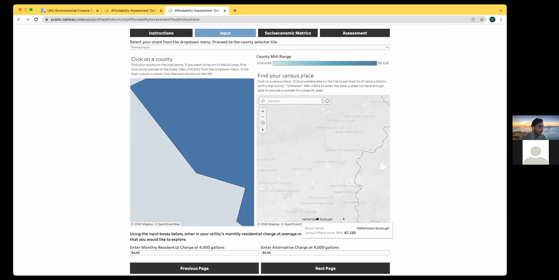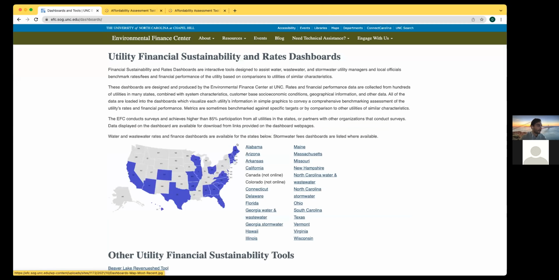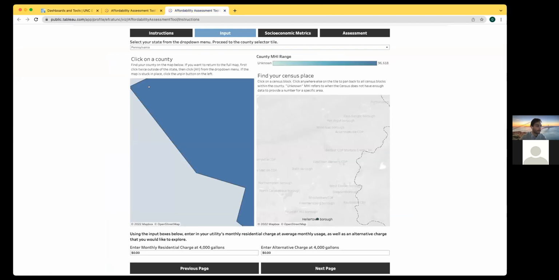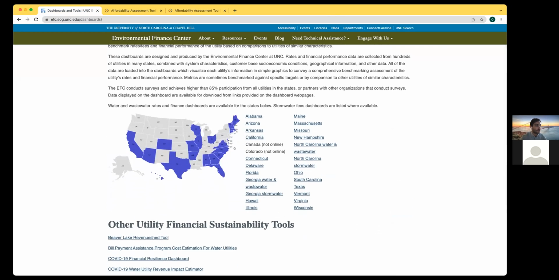Okay, Hellertown Borough. And from here, I'm going to go to the rates dashboard. So what UNC EFC has is dashboards for a number of states. We don't have one for Pennsylvania, but I'm going to just put in some charges right now. But normally I would go to, say, if I wanted to go to North Carolina or any state that's worked with us in the past.